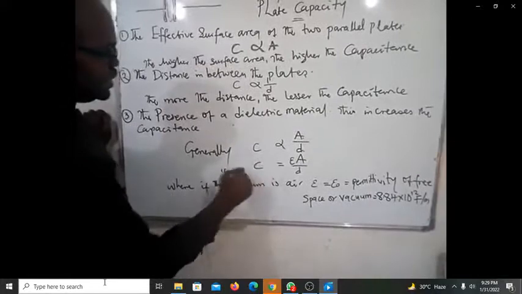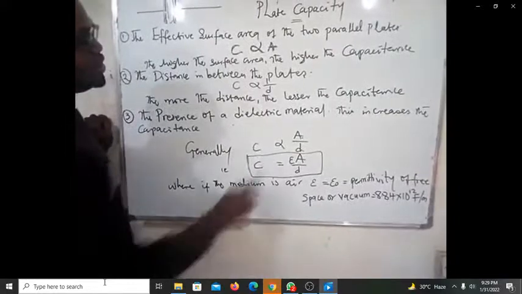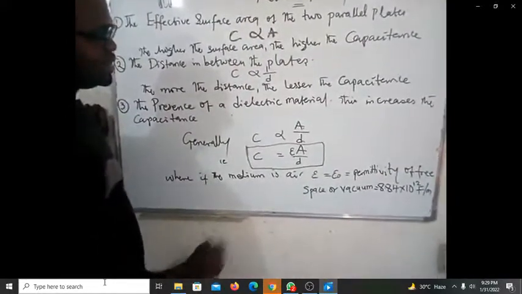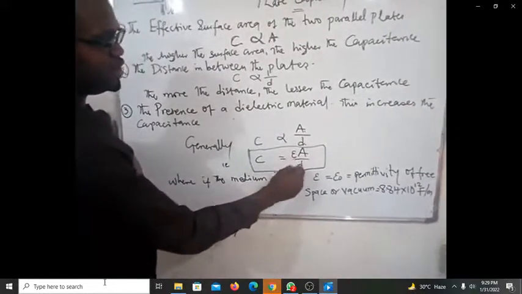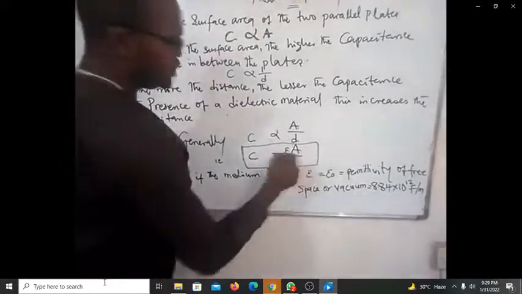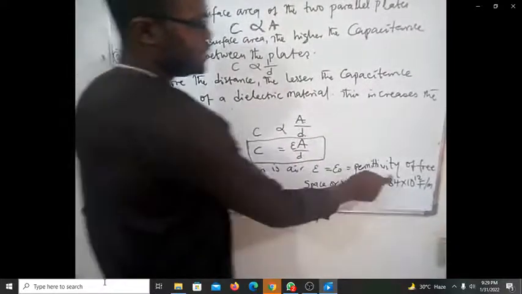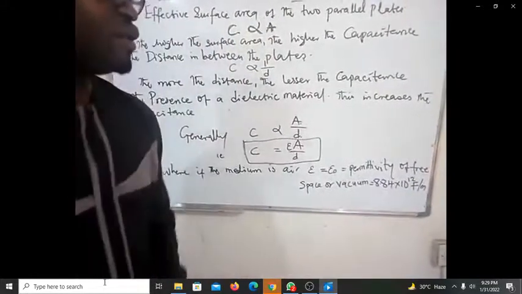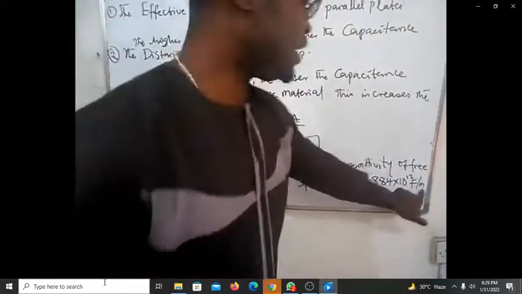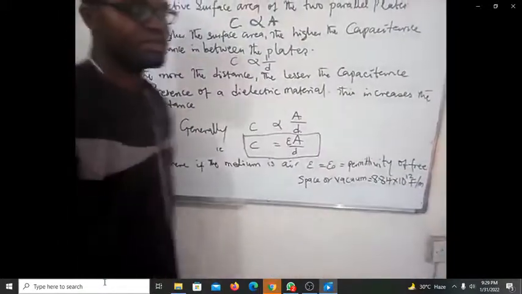So in essence, you have the general equation of the capacitance of a capacitor, considering the factors that affect its magnitude, to be C equals epsilon A over D. Take note of this equation because we are going to be using it. Where epsilon represents the permittivity of free space or vacuum, and the value is 8.85 times 10 to the power minus 12 farad per meter. So take note, in subsequent classes we'll be using this equation to solve problems of capacitance. Thank you.